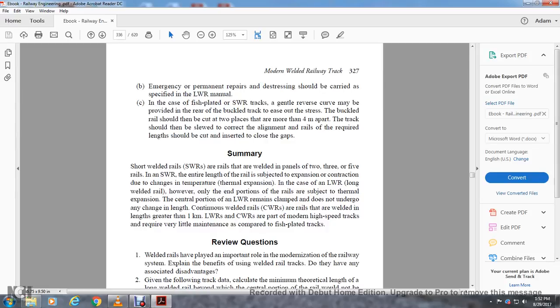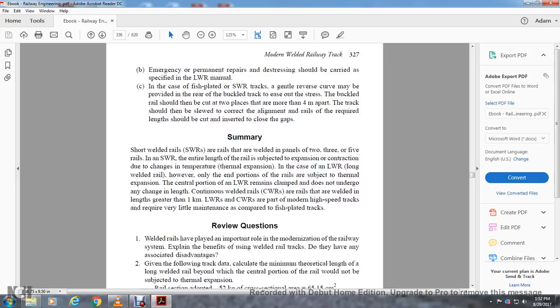Short welded rails: a rail with a welded panel of 2, 3 or 5 rails. In the short welded rail, the entire length of the rail is subject to expansion and contraction due to change of temperature. In the case of long welded rails, however, only the end portions of the rail are subject to thermal expansion. The center portion of the long welded rail remains clamped down, undergoing no change of length. Continuous welded rails are rails welded in lengths greater than 1 kilometer. Long welded rails and continuous welded rails are part of modern high-speed tracks and require very little maintenance compared to fish-plated tracks.